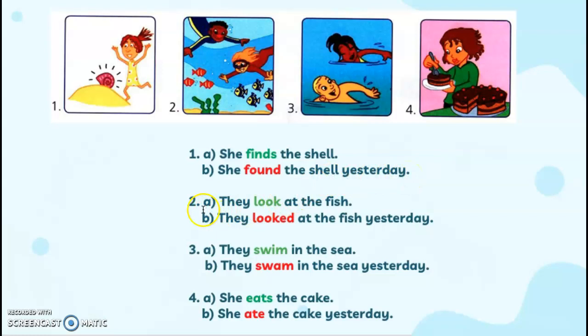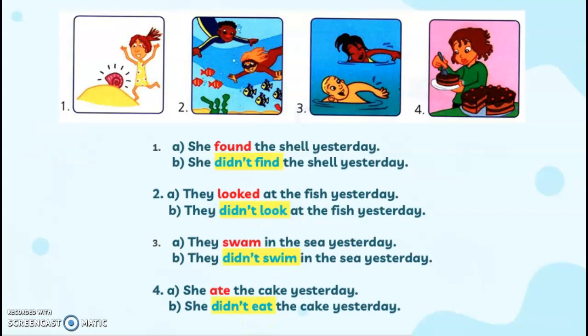Okay, look at the second one. They look at the fish. So this is present tense. And the past tense would be they looked at the fish yesterday. So you see the verb is changing, look with ed. Okay. And the third one, they swim in the sea. They swam in the sea yesterday. Okay. And the last one, she eats the cake. She ate the cake yesterday. Alright. So for past tense and present tense, the verb is changing. Okay, next one, we'll see.